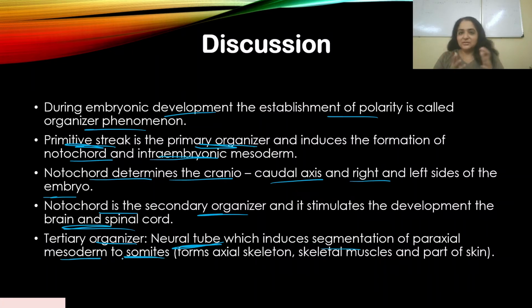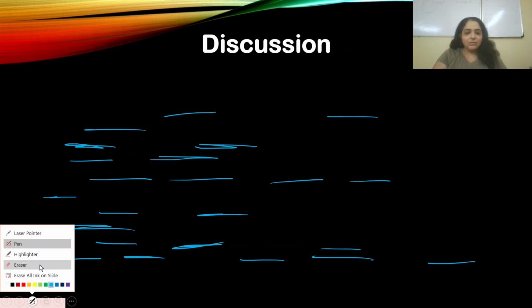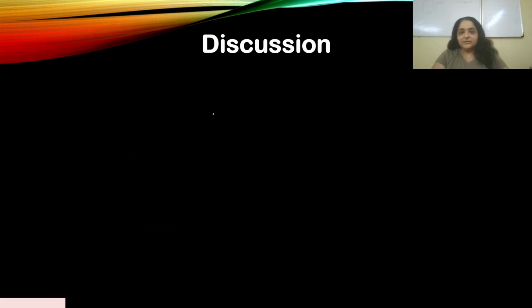I know this is a little too much information and doesn't make sense, right? So somites are cells that form the axial skeleton. They form the skeletal muscles and part of the skin. Now I'll discuss gastrulation with you in this particular question, because then it will make more sense.